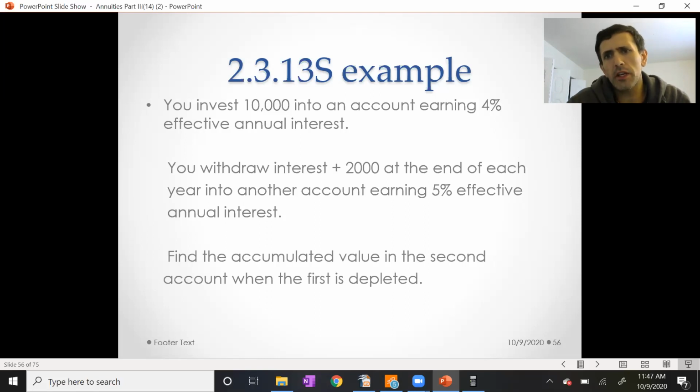So find the, and sorry, when I say you withdraw into another account, I mean you're withdrawing and then depositing that amount. You're depositing the year's interest plus $2,000 into this other account. So find the accumulated value in the second account when the first is depleted.